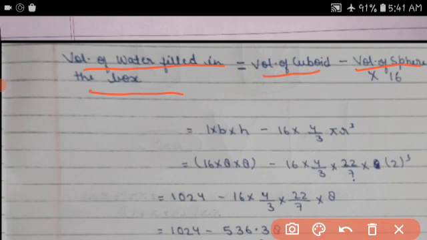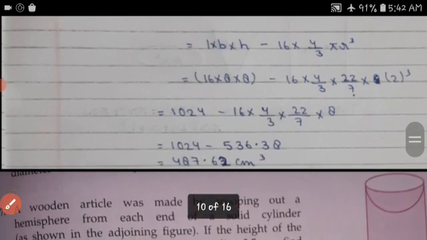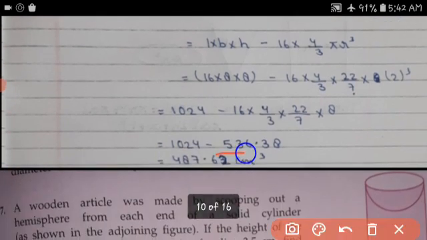Volume of water filled in the box: volume of cuboid minus volume of spheres. Volume of sphere into 16. Length into breadth into height minus 16 into 4/3 pi r cube. 16 into 8 into 8, now 16 into 4/3, 22/7 into 2 cube. 1024 minus 16 by 3, 4 by 3, 22/7 into 8. Now multiply and then divide here. So 536.38. 1024 minus 536.38 is equal to 487.62 centimeter cube.